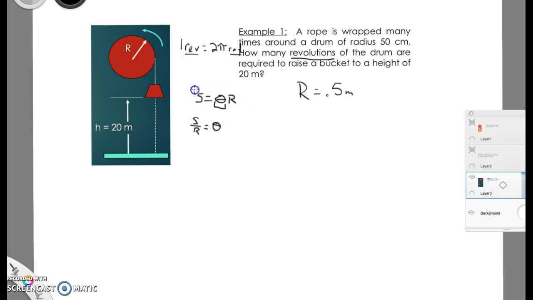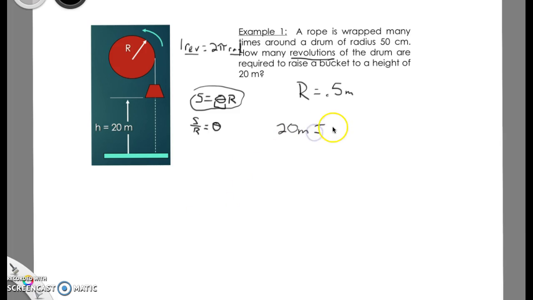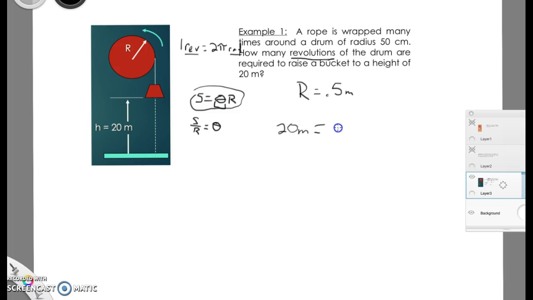We're going to use this equation. It's going to go a distance of 20 meters. We want to find the number of radians, or the angular displacement, and we know that the radius is 0.5, so we put our 0.5 meters there. We'll divide this over, and 20 meters divided by 0.5 meters is going to give us 40 radians.